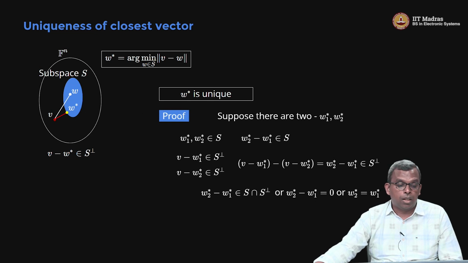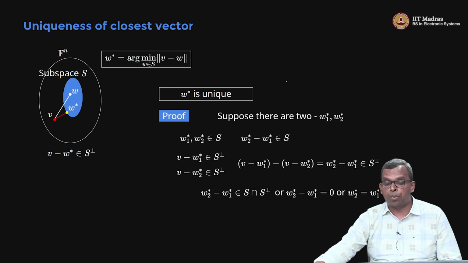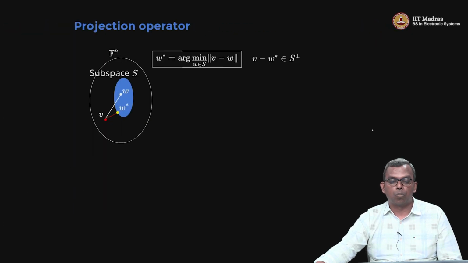So, if you project from V to a subspace, the subspace is important. If you project from V to a subspace, it will result in only one W star such that V minus W star is perpendicular to all vectors in the subspace. The subspace property is important, and that is where you get the uniqueness. So the uniqueness proof is also done.